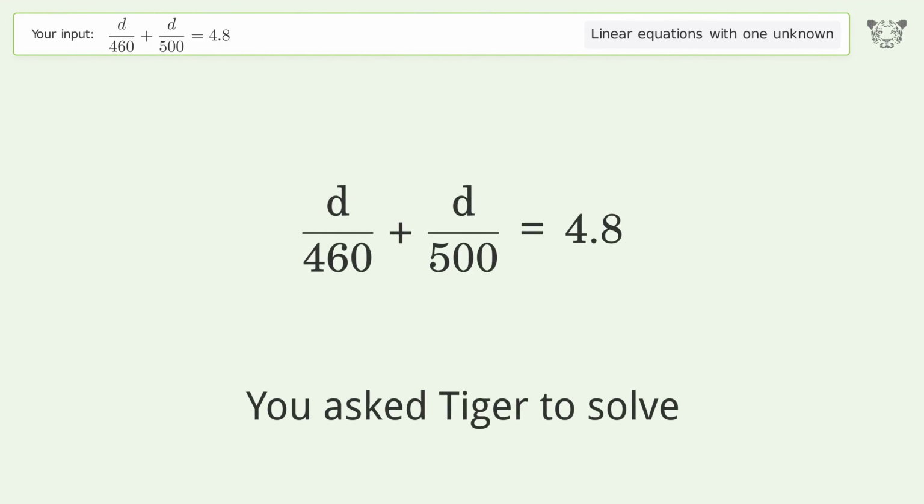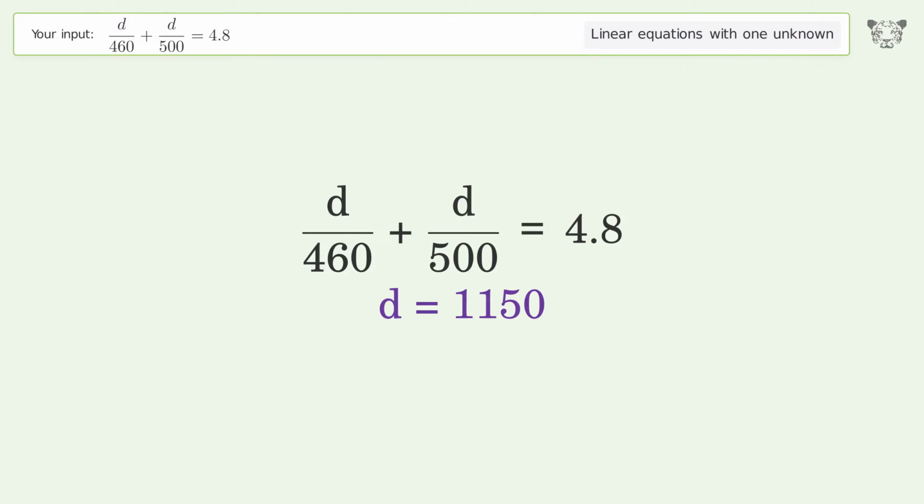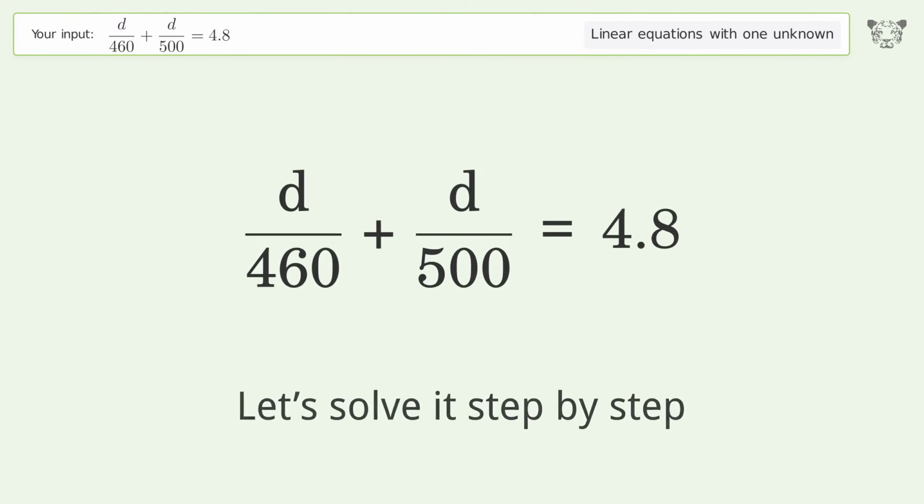You asked Tiger to solve this. It deals with linear equations with one unknown. The final result is d equals 1150. Let's solve it step by step.